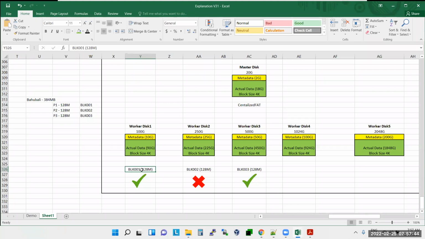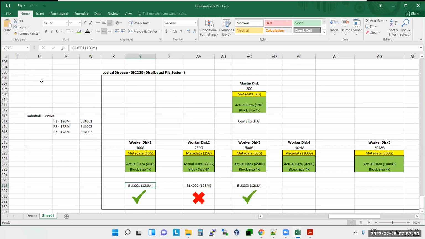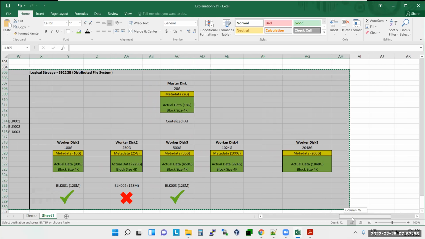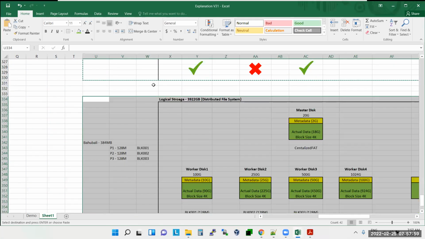Here, I have two pieces, and one piece is not there. This is one problem with distributed storage. But what is the solution for this problem?